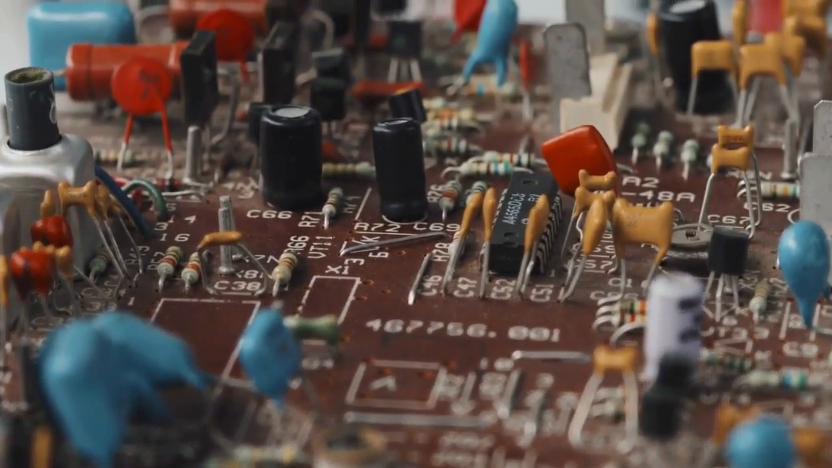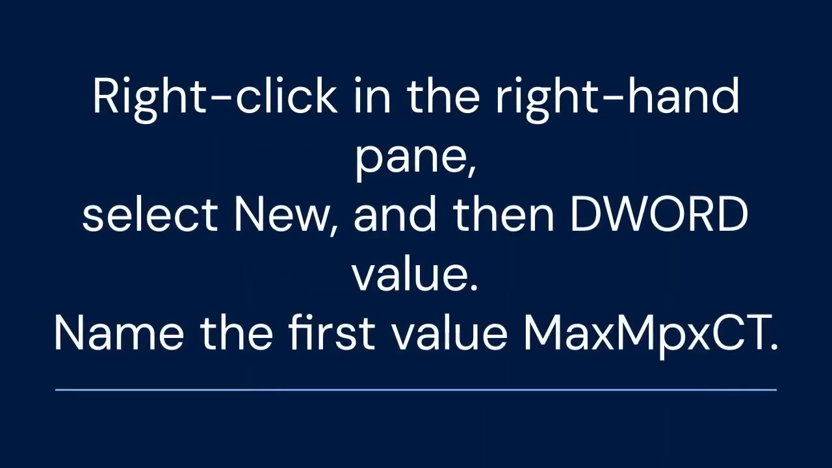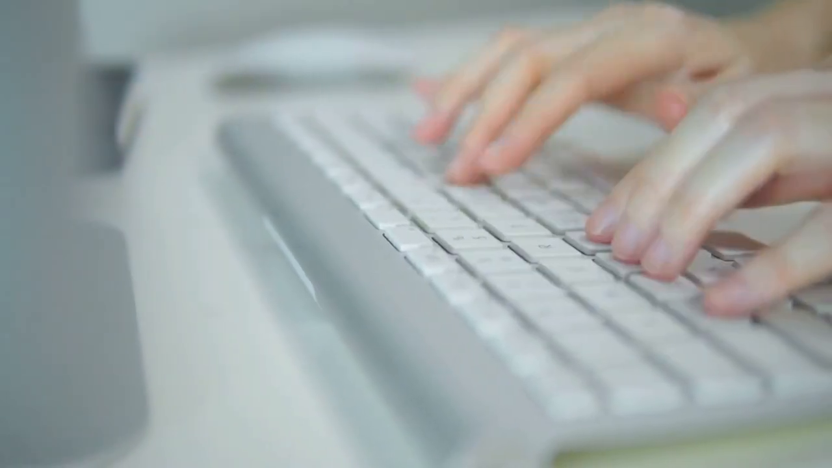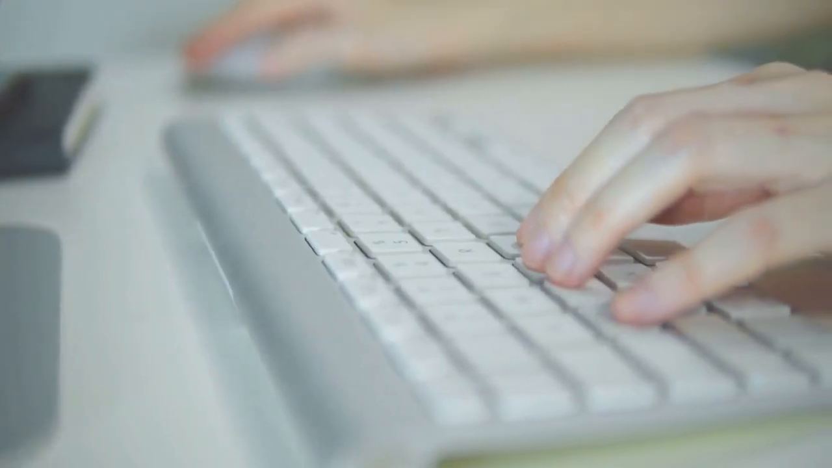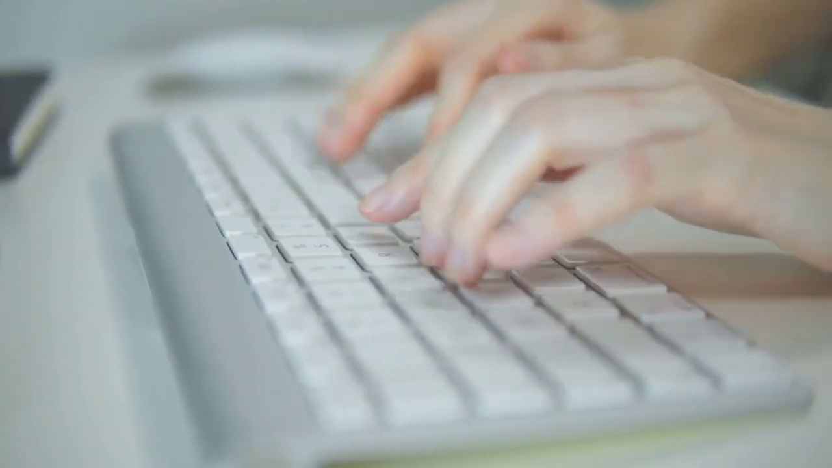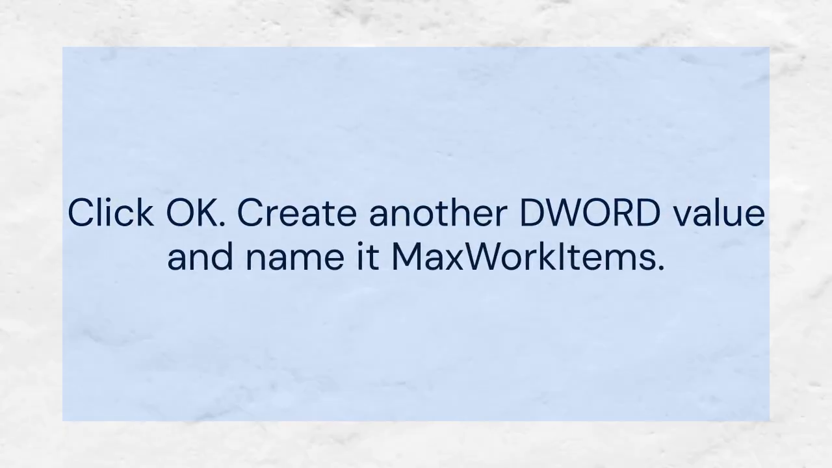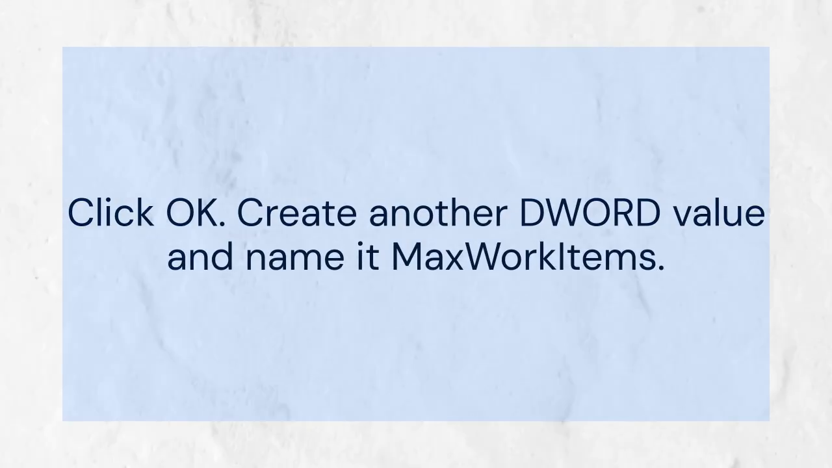Next, we need to create two new DWORD, 32-bit, values within the Parameters key. Right-click in the right-hand pane, select New, and then DWORD, 32-bit, value. Name the first value MaxMpxCt. Double-click MaxMpxCt and in the value data field, enter a higher value than the default. A good starting point is 2048. Choose decimal as the base. Click OK.